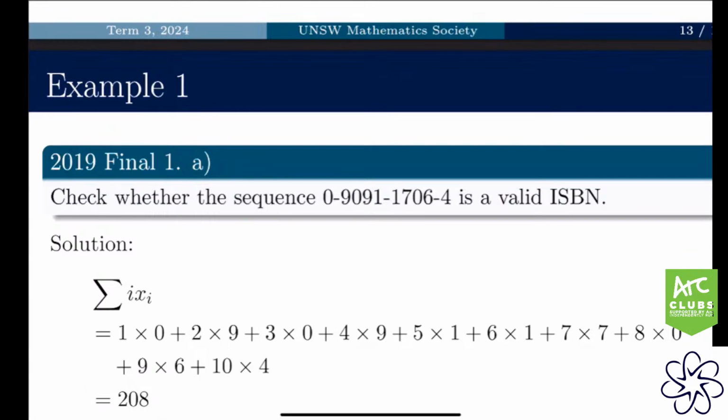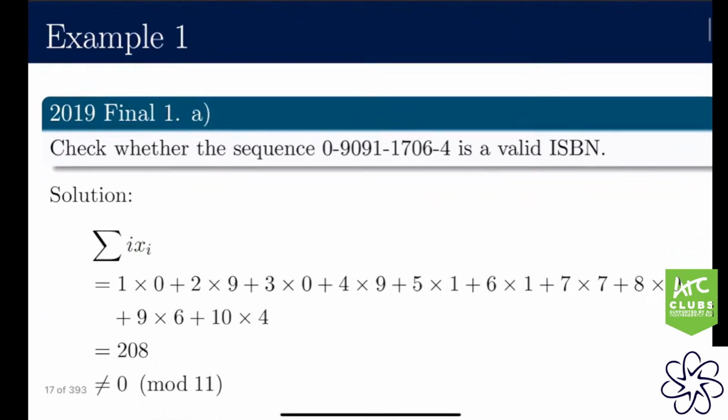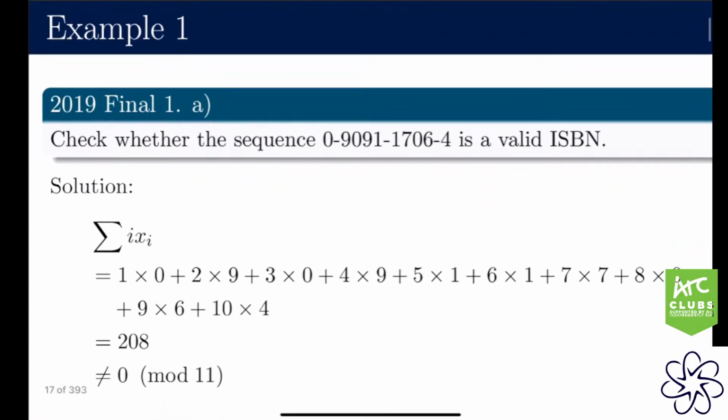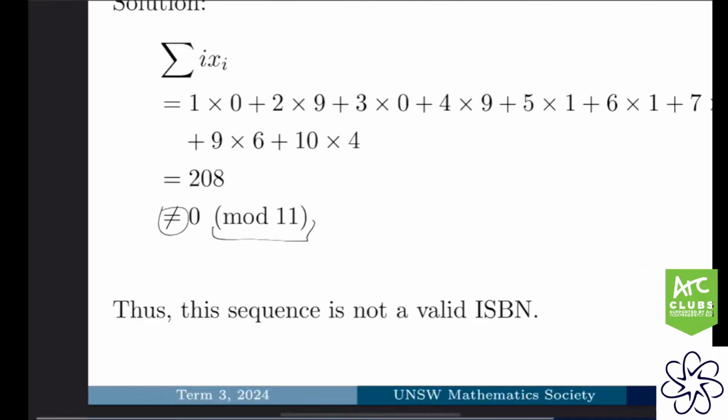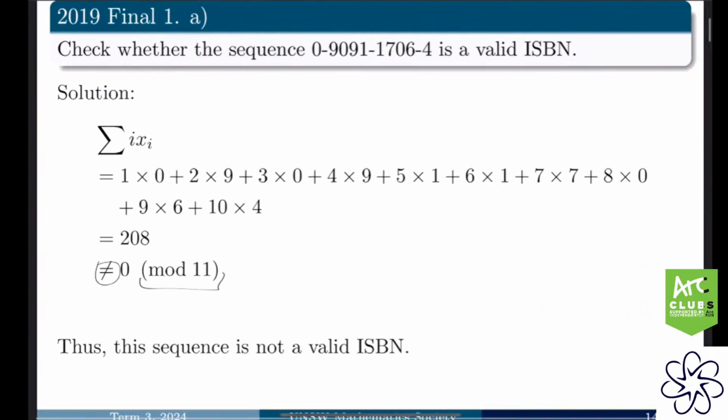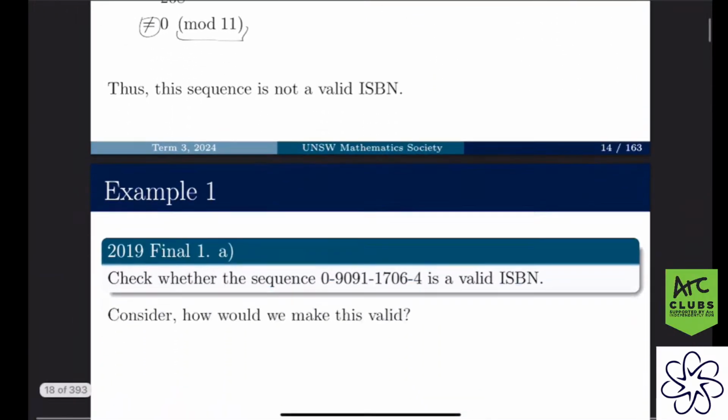And using modular arithmetic, I believe in the final exam, we have computer programs to assist us, right? So I would recommend a program such as Python or MATLAB or even Maple to verify that this is equal to 0 mod 11 or not. Note that here we don't use the congruence, but instead we say it's not equal to 0 as we specify we are working in mod 11. As it's not 0, it's not a valid ISBN.